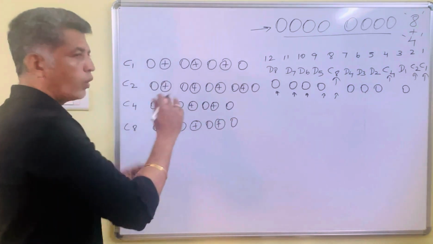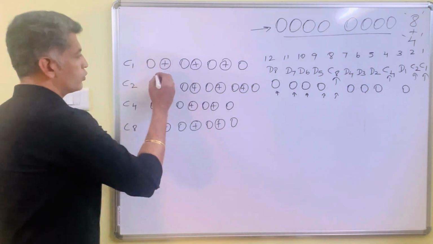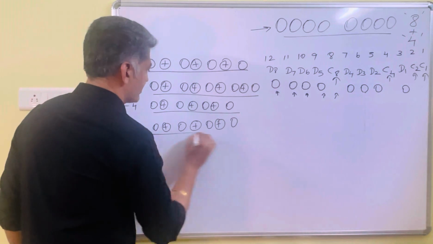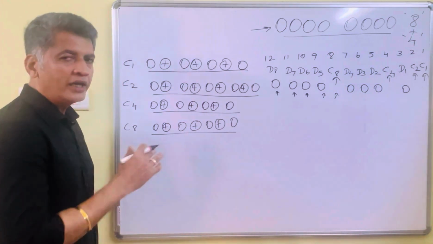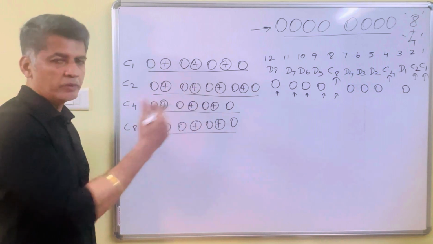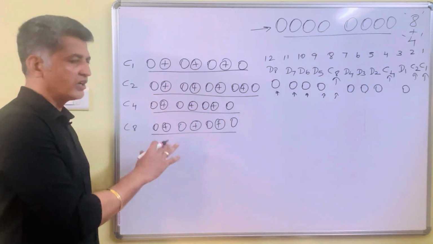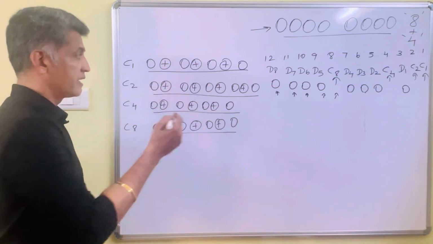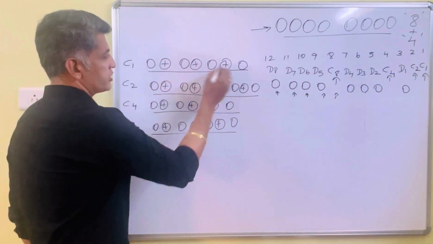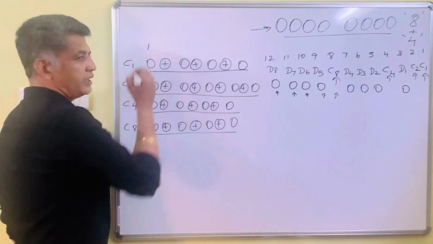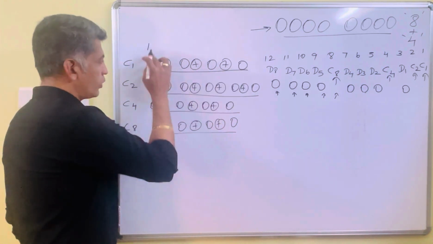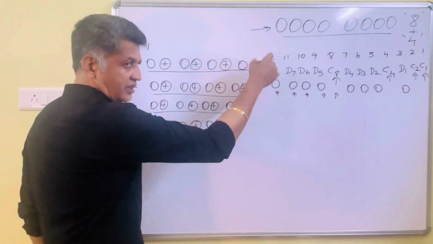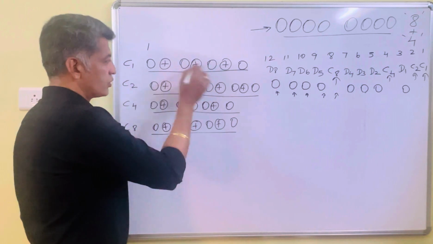right? Now what will be the value? Because you need to do the XOR here. So what will be the XOR? If an odd number of ones are there, the value will be 1. If an even number of ones are available, the value will be 0. Example, out of 4 values here, if I am having a 1, then there is an odd number of ones, and the result will be 1. But here there are no ones here.